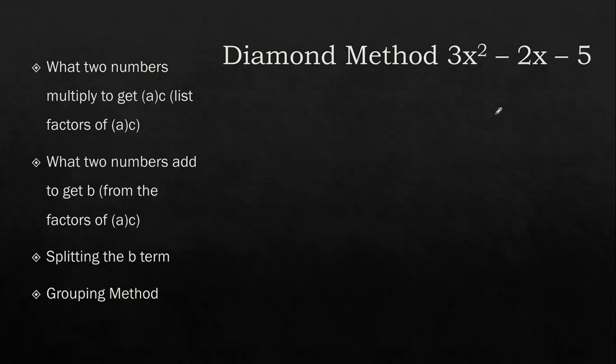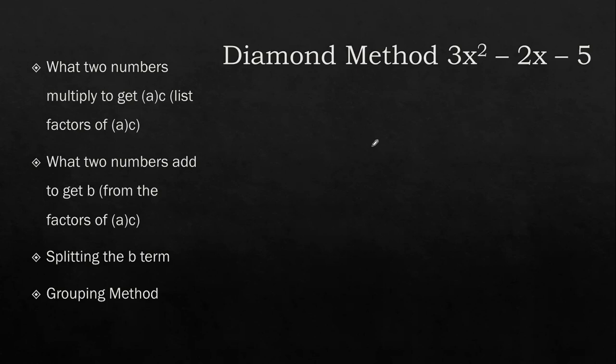3x squared minus 2x minus 5. We're using the method called the AC splitting method. I prefer this method. You do not have to. You can go Google and YouTube another one if you want to, but this is just my preference. Okay. So these are the steps right here.